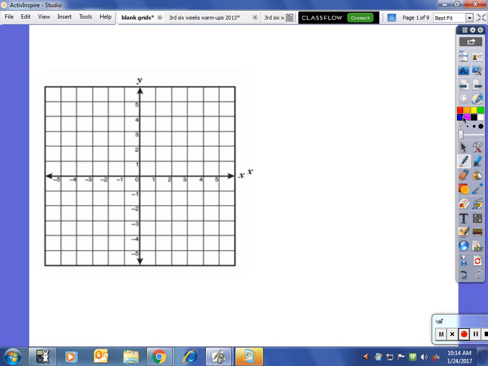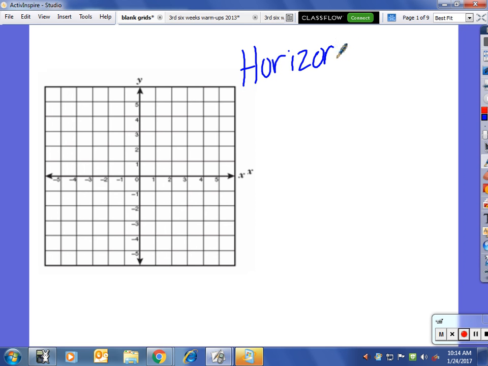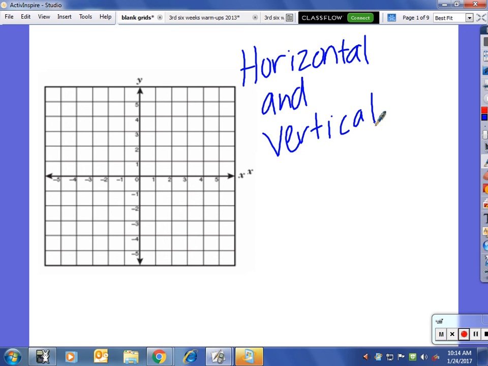Third topic for today, and this is horizontal and vertical lines, special cases. And this is pretty easy too. Yes, these are special, just like you guys. Which one do you want to do first? Vertical. Okay, vertical lines are even more special than horizontal. They are weird. Just like you guys.